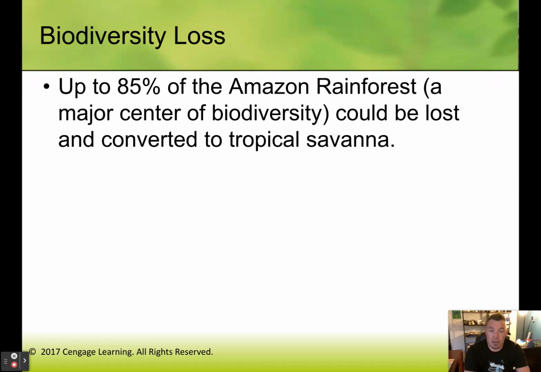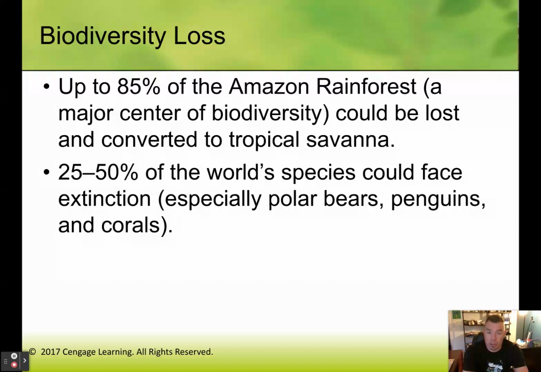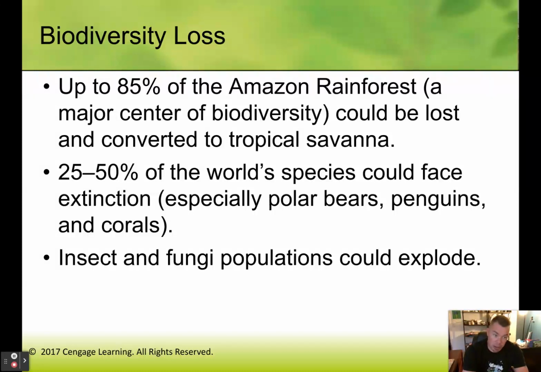All right. 85% of the Amazon rainforest could be lost and converted to tropical savanna. So basically, there's not really many trees. It's more of a grassland kind of area. 25% to 50% of the world's species could face extinction. Insect and fungus populations could explode. Insects carry disease. Okay, they call them vectors. Okay, if insects can basically go everywhere in the world, disease is going to basically go to a whole bunch of different, more places.